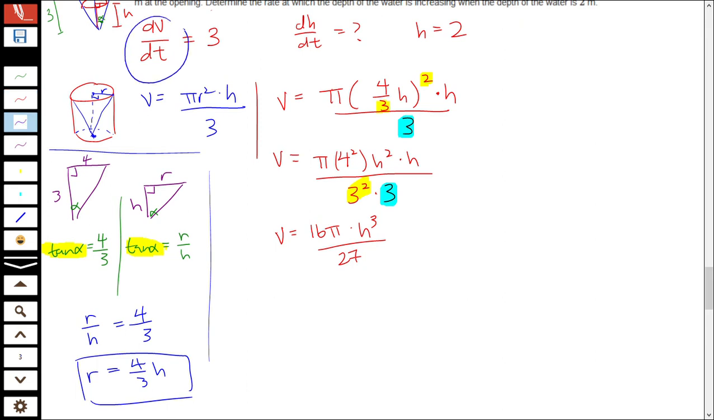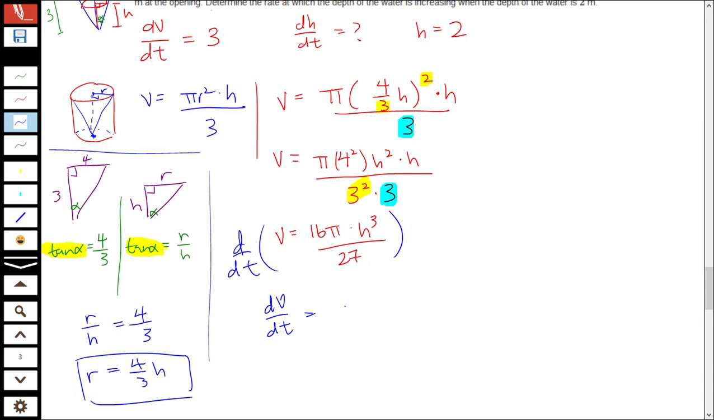So remember, the question gives us dV over dt. We're looking for dH over dt. So I want to derive this equation by d over dt because that's what's at the bottom. Okay, so I want to derive everything with respect to t. So this is going to be dV over dt, and now let's derive this. This is a fraction, but it's actually quite simple because this is just a constant, right? There are no variables here.